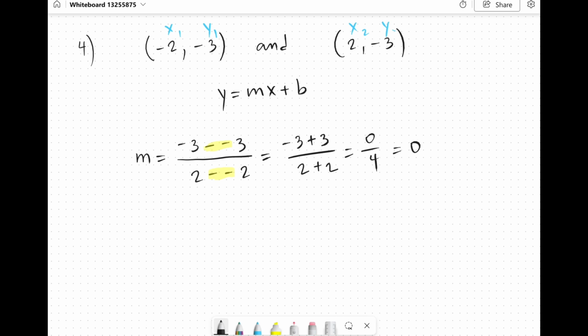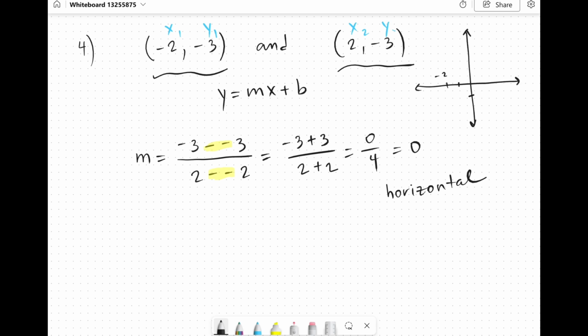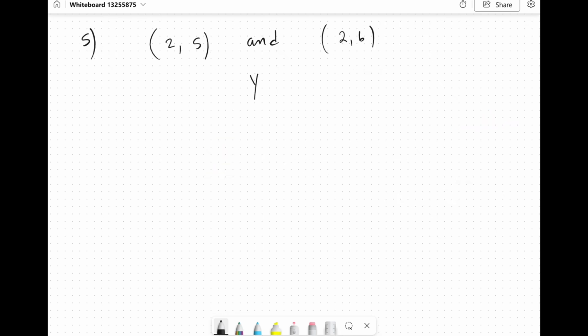If you reference one of my previous recordings, if the slope is 0, the line is horizontal. A horizontal line that passes through these 2 points is going to look like this. To write the equation for this horizontal line, you simply have to know where it hits the y-axis. It hits at -3, so the equation will be y equals -3. Here's the final one that asks you for y equals mx plus b form.